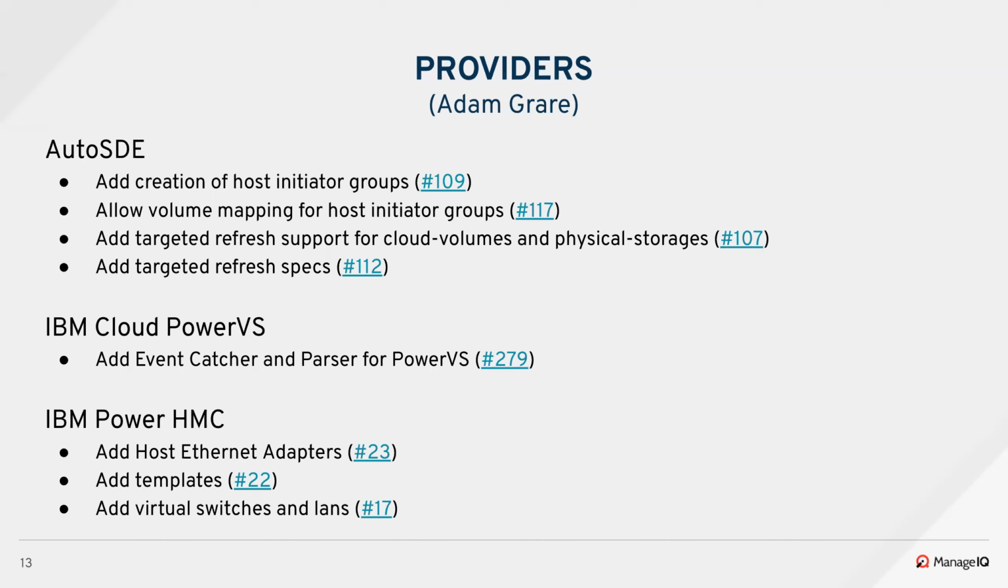Jay added an event catcher for the IBM Cloud Power Virtual Servers provider. The Power VS API has its own event handling, so he added code to catch events and event handlers to manage queue content. The entire end-to-end flow, catching an event for a provisioned VM and kicking off a targeted refresh, is now fully automated, which is awesome.